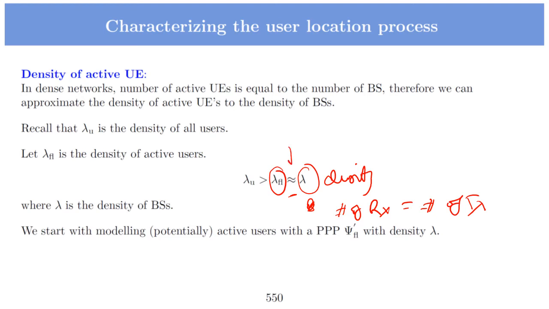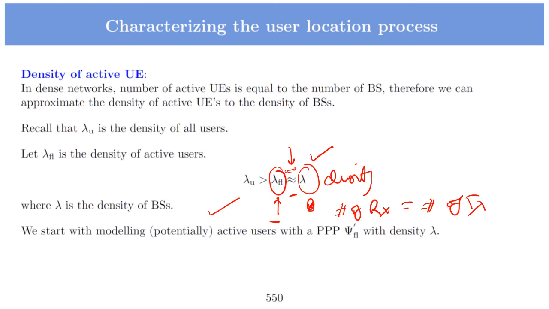Okay, why do I say approximately? Because this is a PPP with a uniform density. This is not a PPP. Also, some of the base stations may be turned off because there are no users. Because of that reason there may be some difference between the two. But overall, we can see lambda active should be almost equal to this lambda.